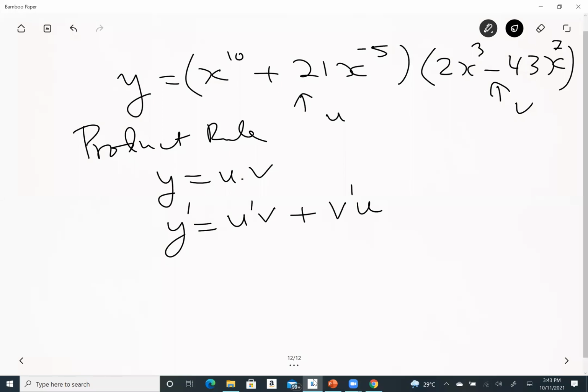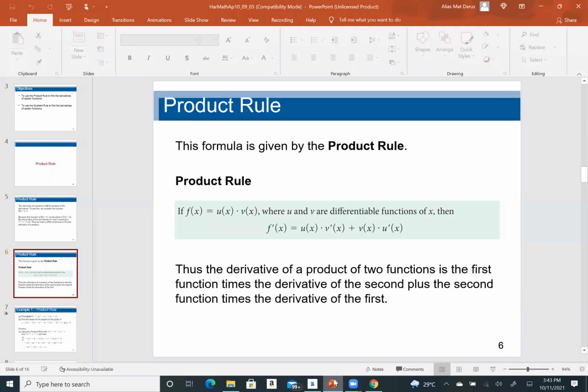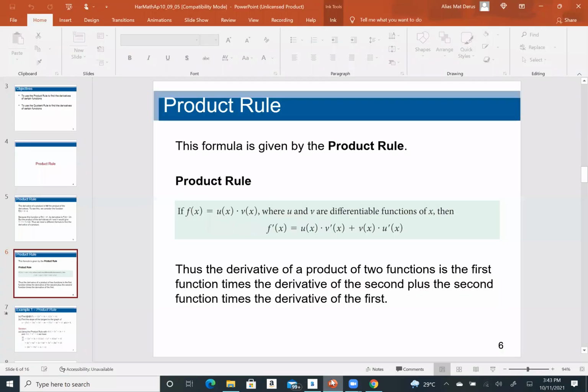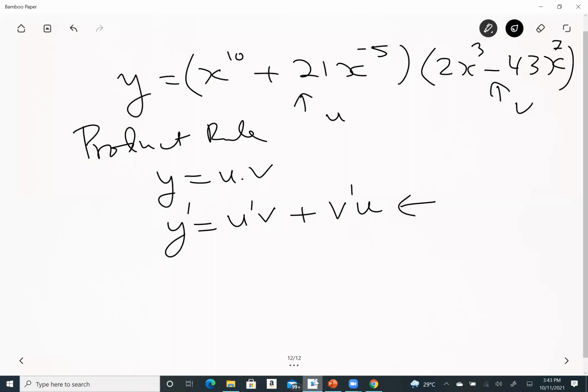So if you look back into this one, I prefer the one that I wrote, but the book used uv prime plus v u prime, same thing. Okay, but I prefer the order here. I prefer to start with u prime v plus v prime u. So it doesn't matter whether you use uv prime plus v u prime. Both are all right because they are equivalent.